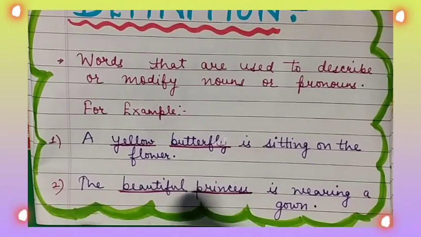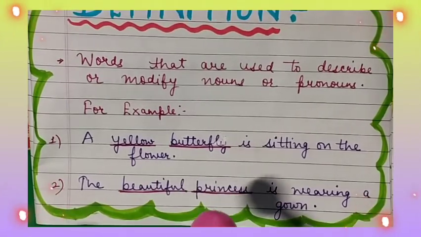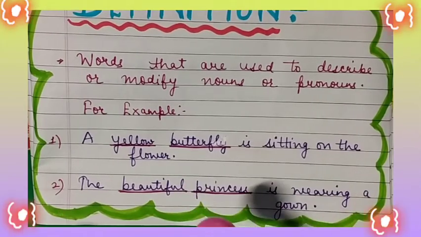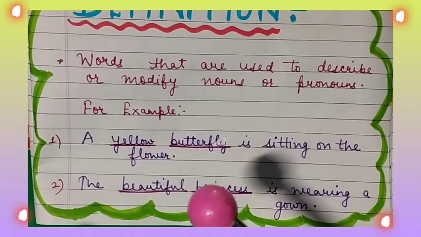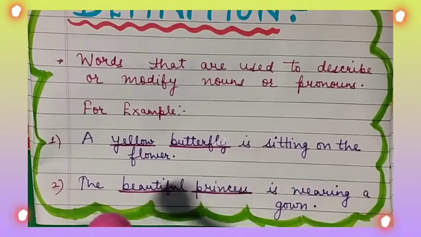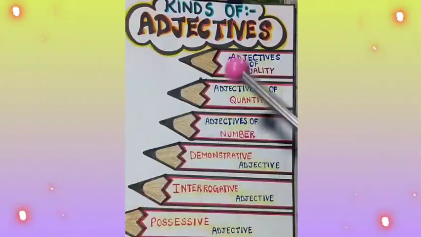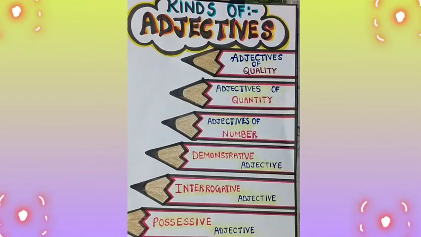Second example, the beautiful princess is wearing a gown. So it is describing the look of a princess. So how is the princess? She is beautiful.